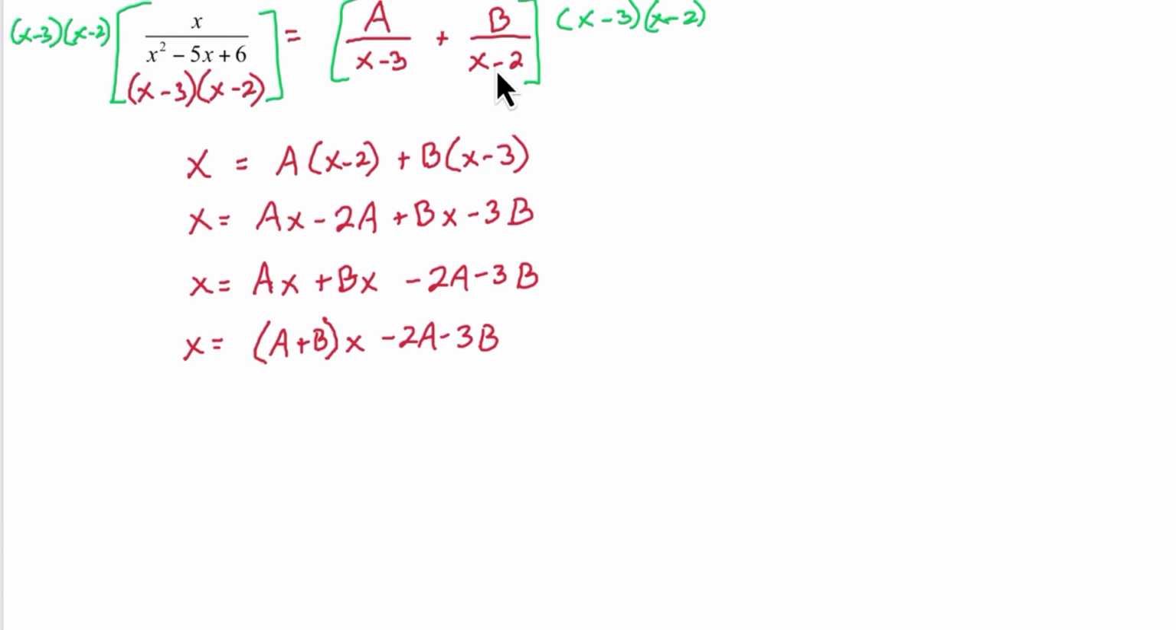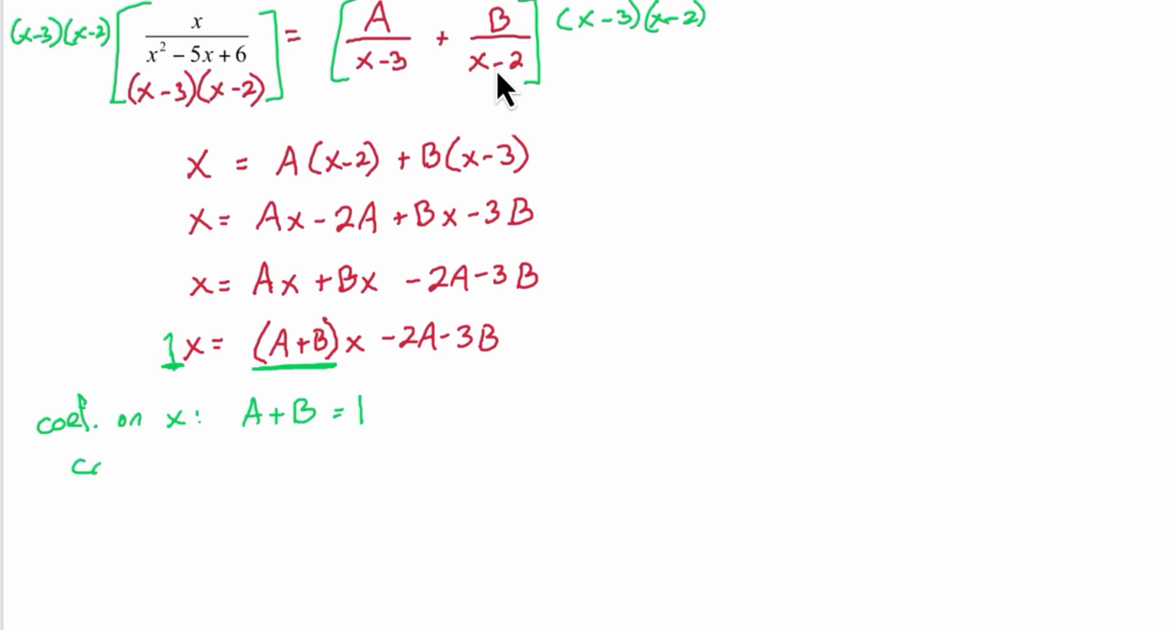This next part's probably the craziest part. We're going to create a system of equations by looking at the coefficients on the x terms and then the constants. Notice that the coefficient on x here is A plus B. We want to set that equal to the coefficient of x that's on the left side as well. We don't see anything there. It's understood to be a 1.